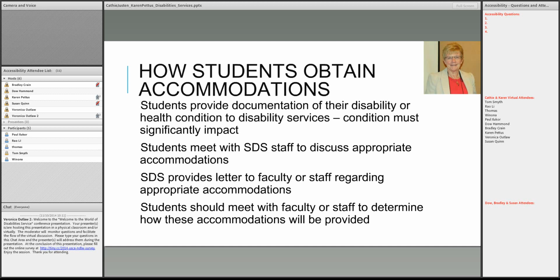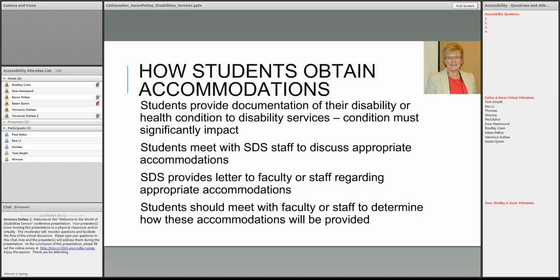And for students coming from the K through 12 system into higher education, it's very confusing because they may not understand the differences, and they may think that the same process, the same things that happened in high school will happen here. Students are responsible to self-identify. They provide documentation of their disability or health condition, and it must show a significant impact. If we have a prescription pad from a doctor that says, Johnny has ADD, please help him, that's probably not going to be enough to give us enough information to know specifically what needs to be done.